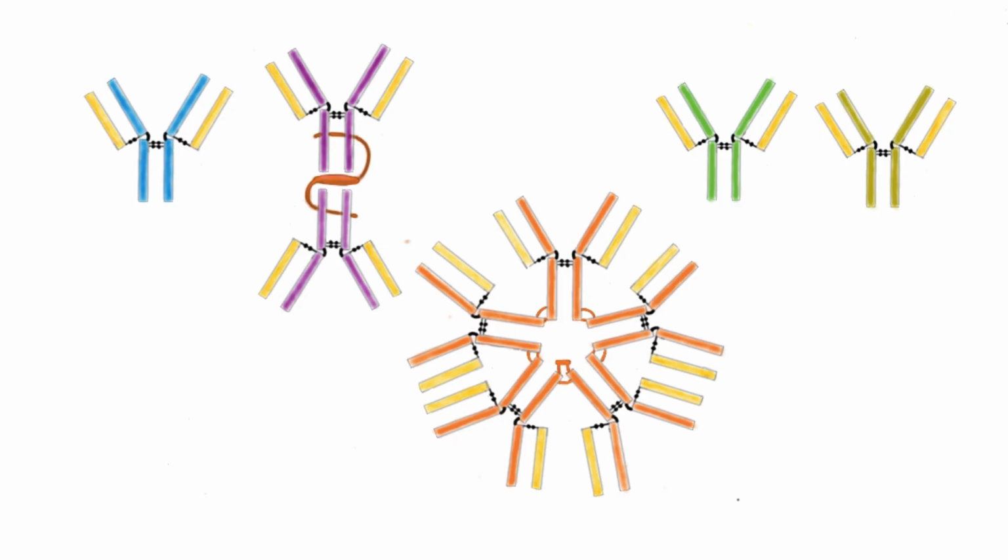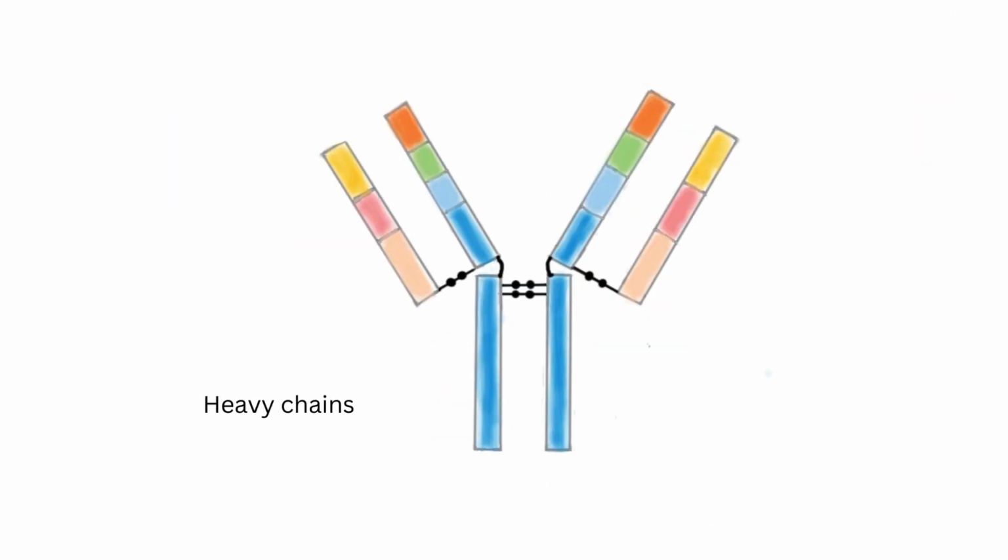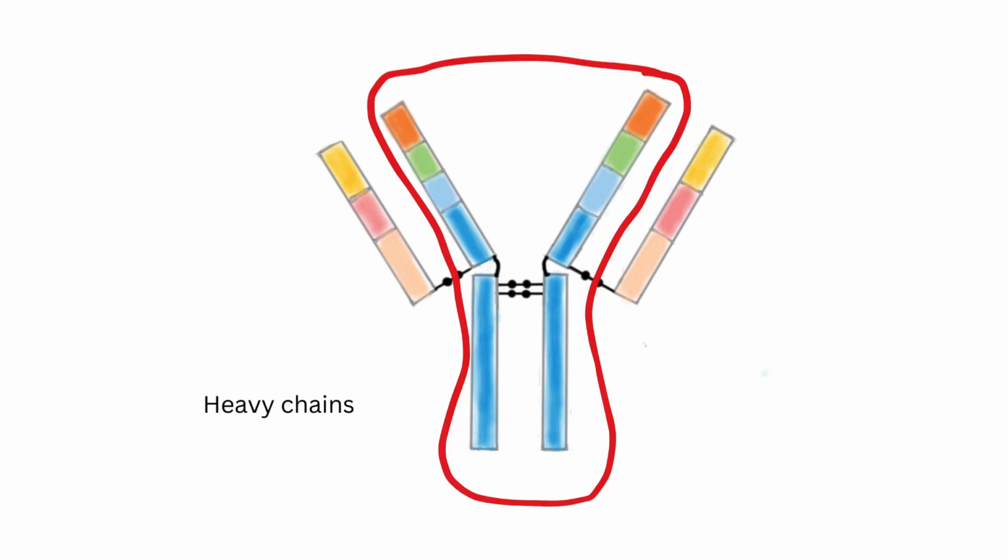Let's look at the five classes of antibodies produced by B cells that originate in our bone marrow to mature to plasma cells that become antibody factories of our body. The heavy chains are the two longer chains shown in the middle. The constant region of the heavy chains determine the biological function of each antibody class.